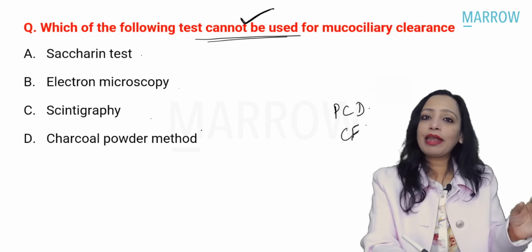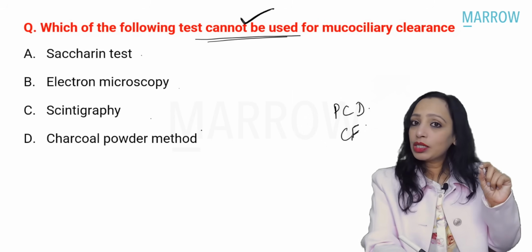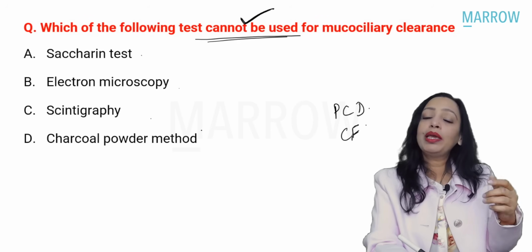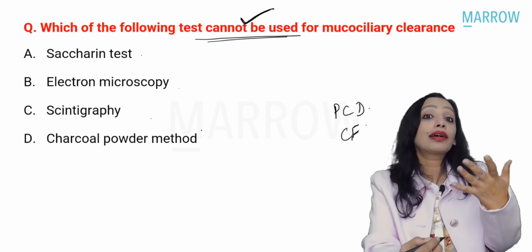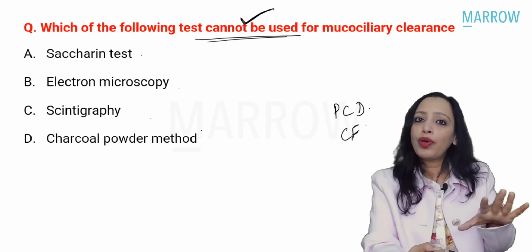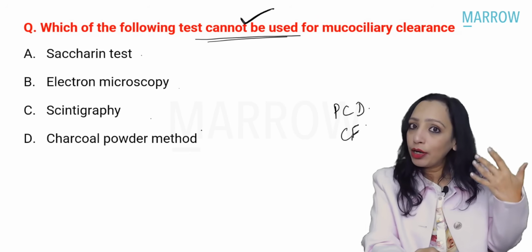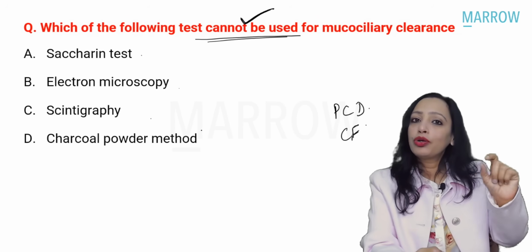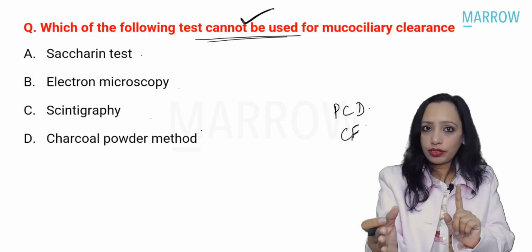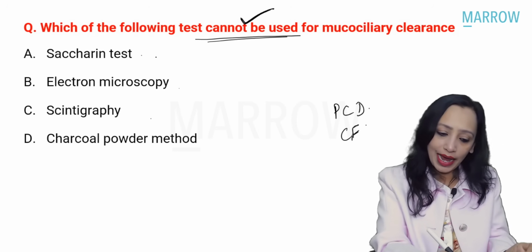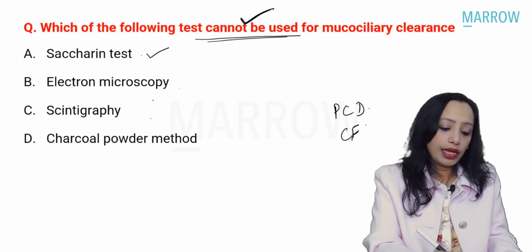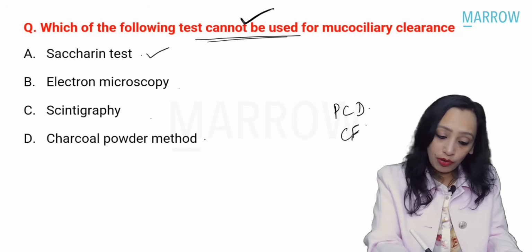But yes, this can be put, and this will help even the examiner to identify the color coming into the oropharynx, or you can examine endoscopically where the color is, to see exactly where it has reached in how much time. So yes, saccharine test, yes. Scintigraphy, what is charcoal powder method also?